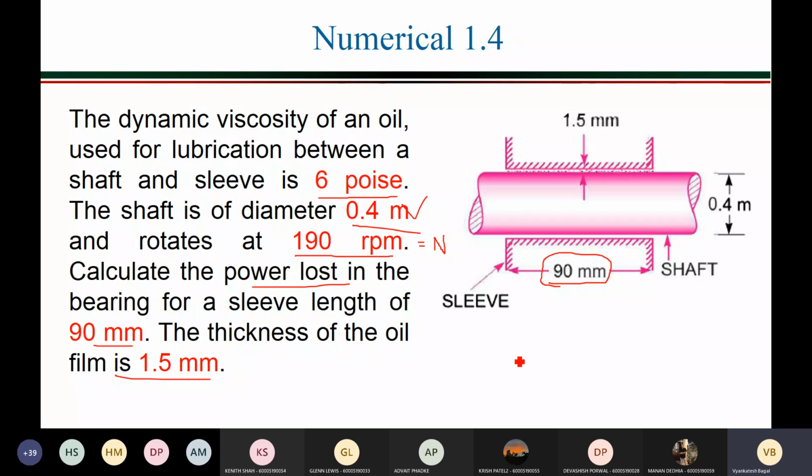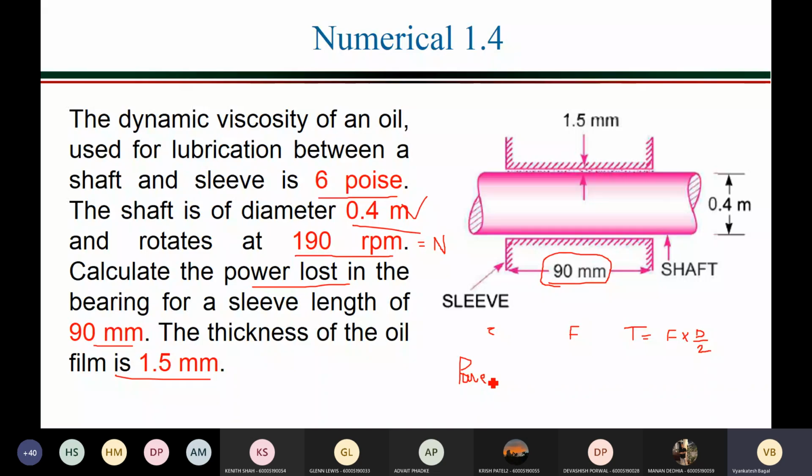Now to find out the power lost in the bearing, first of all you have to follow the same procedure. Find out the shear stress tau. Once you know shear stress, from that find out the force F. Then once you know the force, you can find out what is the torque applied. So the torque will be equal to the force F into the distance through which it is applied. So this distance will be half of the diameter of your shaft. So F into d by 2, this will be torque. Capital T stands for torque. Fine. And once you know the torque, then you can find out what is the power lost using the formula.